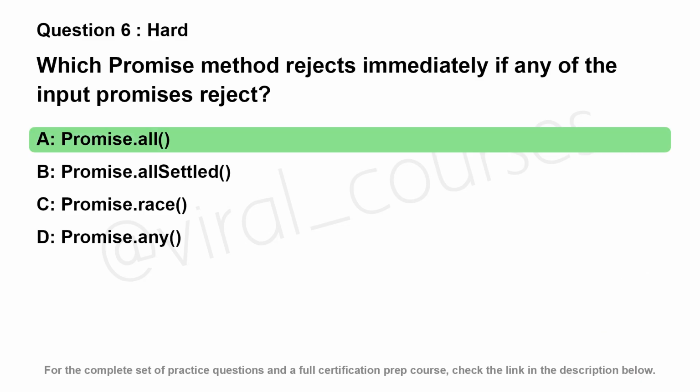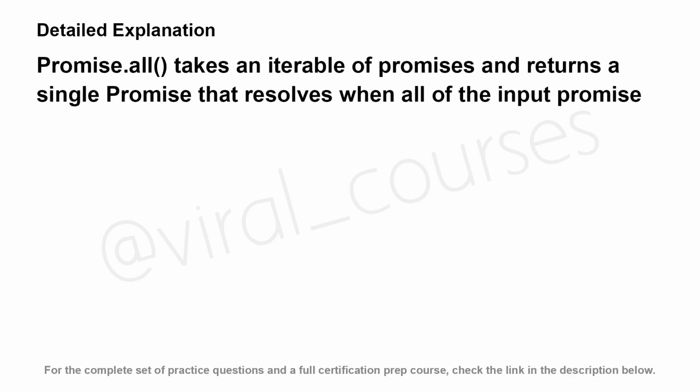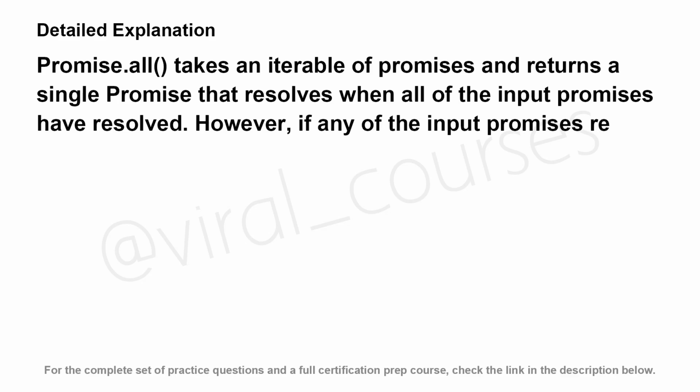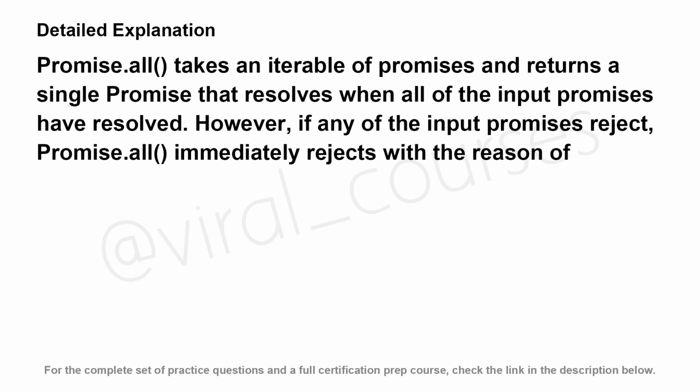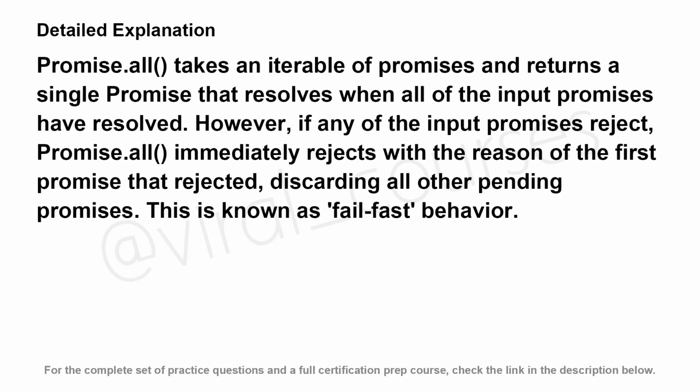The correct answer is A. Promise.all takes an iterable of promises and returns a single promise that resolves when all of the input promises have resolved. However, if any of the input promises reject, Promise.all immediately rejects with the reason of the first promise that rejected, discarding all other pending promises. This is known as fail-fast behavior.